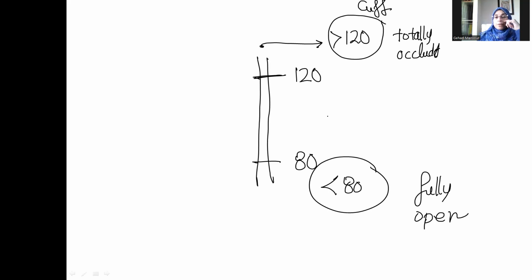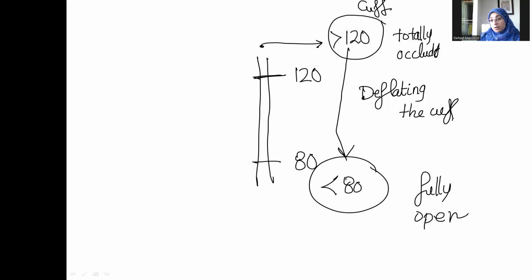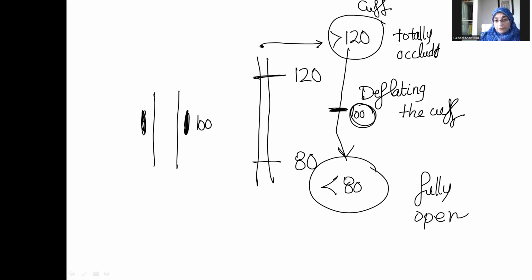What does this mean? Now we have the cardiac cycle. Sometimes the artery is in systole and sometimes the artery is in diastole. While you are deflating the cuff, the pressure in the cuff is diminishing from 120 to 80. Say, for example, you are here at 100. The pressure in the cuff is 100. So you have the artery inside and you have the cuff outside.